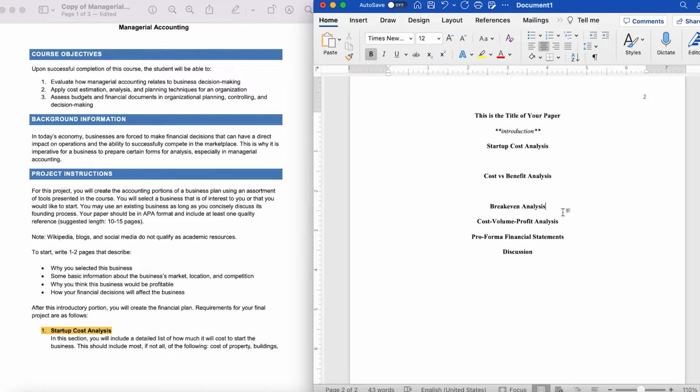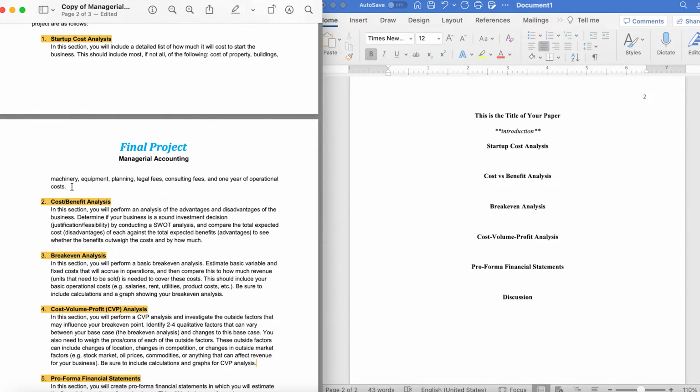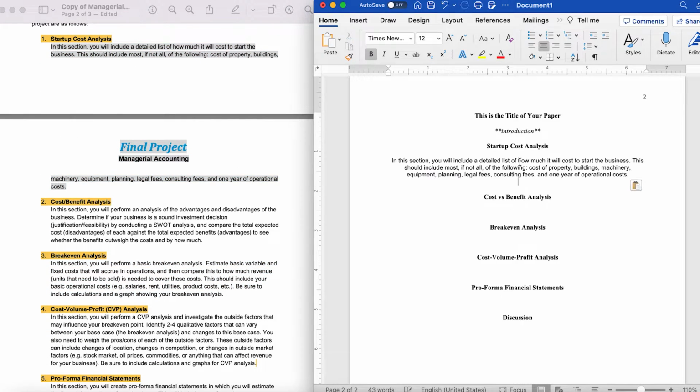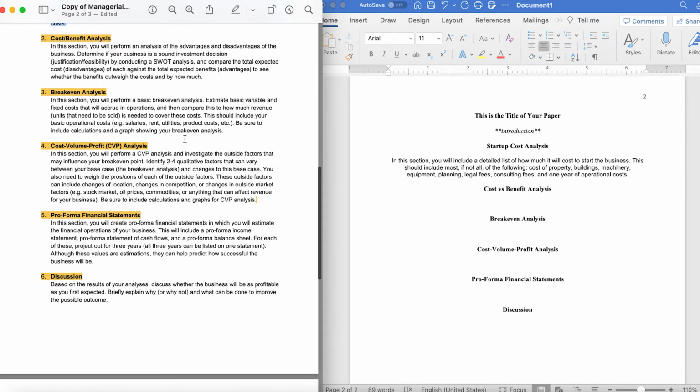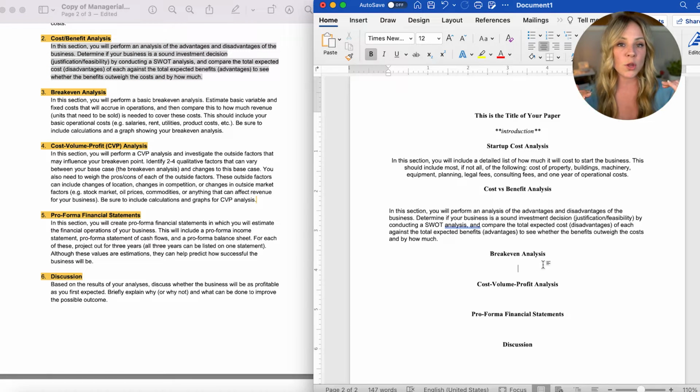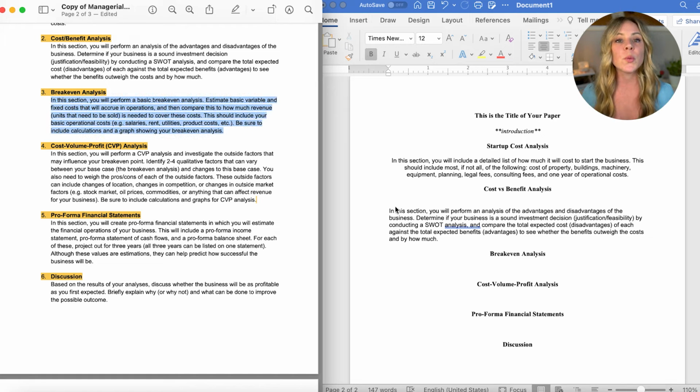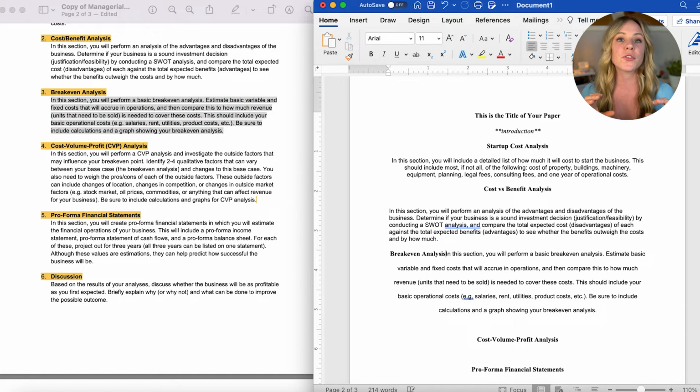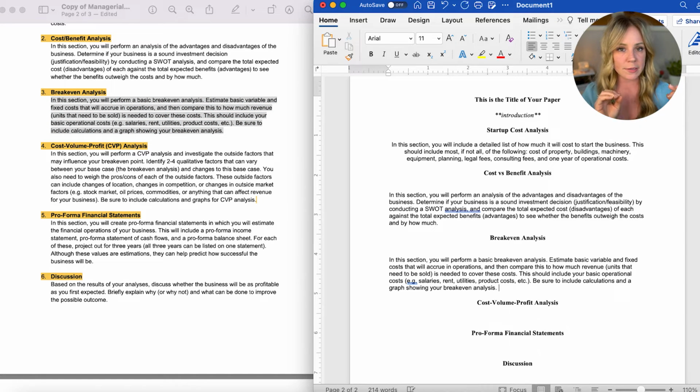Before we move on to including all the subsections, there's one thing we're going to do first, and that is to literally copy the instructions from your assignment, and I want you to paste them into your outline like this. The reason for this is that when you're writing your paper, you will easily be able to reflect back to your assignment instructions.